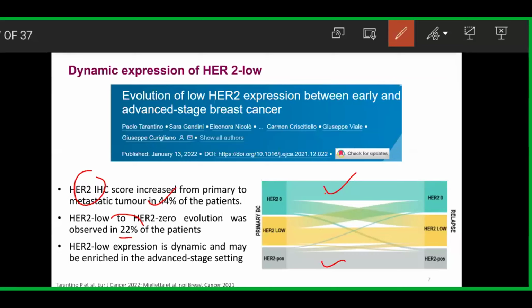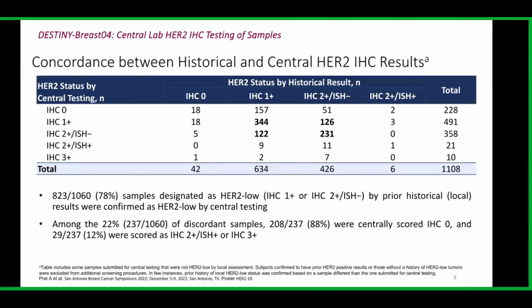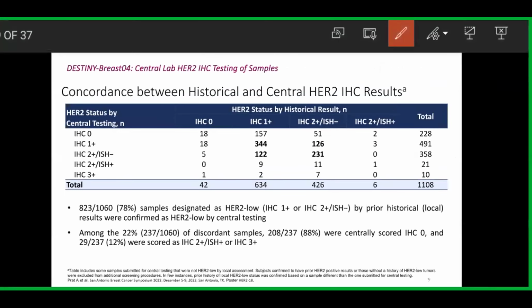clearly may stay there. But this is the gray zone area, where it can transform into any kind of disease biology. So the discordance which we have discussed, which is commonly seen with the therapy, we can see here the discordance with the local and the central laboratories. 80% of the samples which are designated HER2 low in the local laboratory were still HER2 low in the central laboratory also. This is based on the Destiny Breast 4 trial. And 20% were discordant.